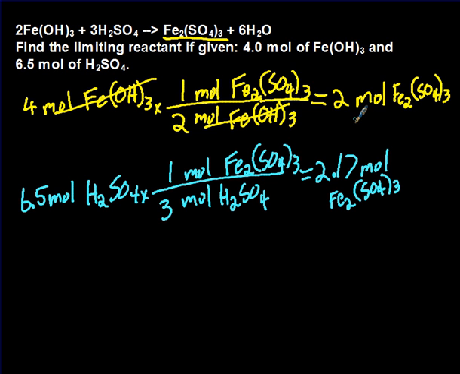If you added more Fe(OH)3, it would go until you would get 2.17. So in this case, again, Fe(OH)3 is your limiting reactant, whereas H2SO4 is the excess reactant.